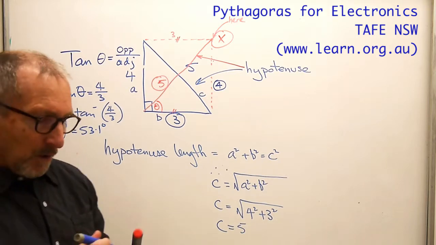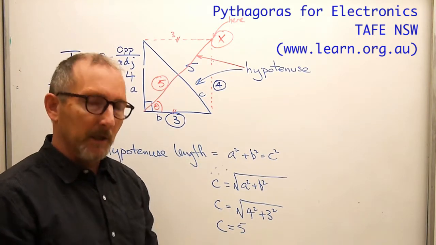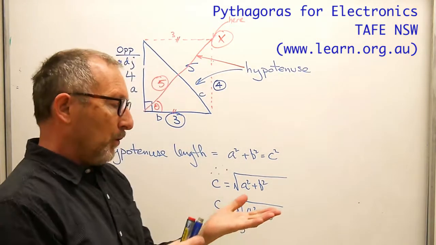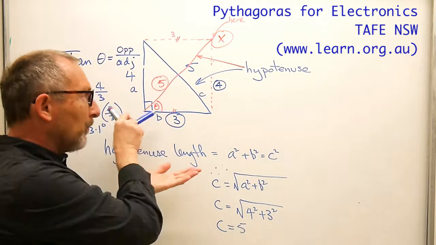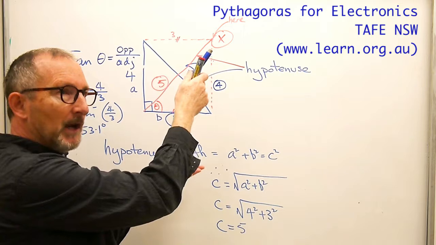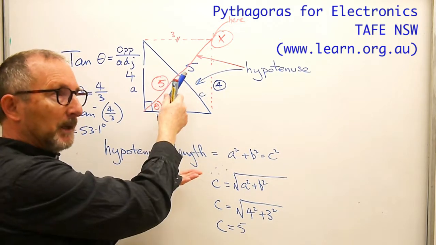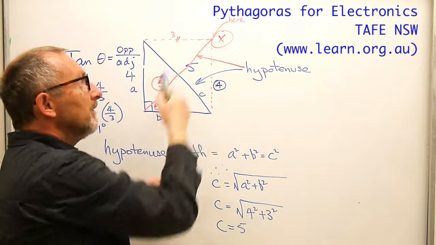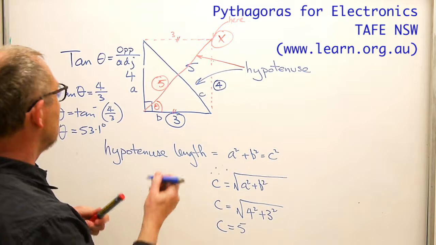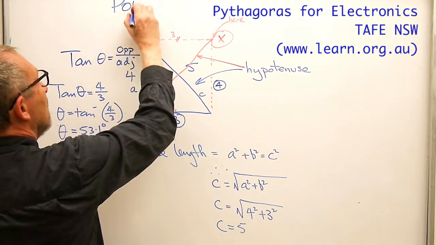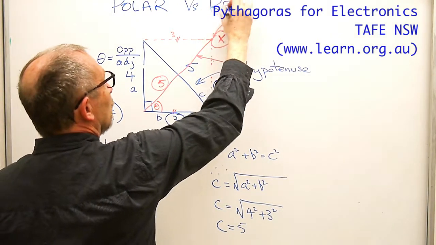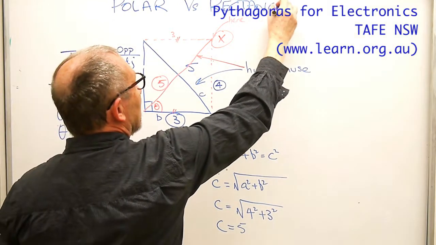So, wouldn't it be nice to tell somebody, using polar coordinates, use your compass and walk from the horizontal, 53.1 degrees above the horizontal, above the eastern plane, in a direction for 5 kilometres, and you'll be at point X. And this is really polar versus rectangular.